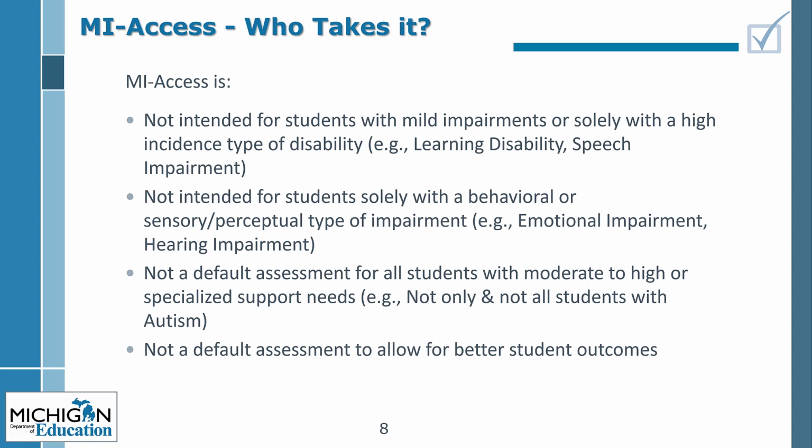My Access is also not intended for students solely with a behavioral or sensory perceptual type of impairment, for example, emotional impairment or hearing impairment. My Access is not a default assessment for students with moderate to high or specialized support needs, for example, not only and not all students with autism. My Access is not a default assessment to allow for better student outcomes.